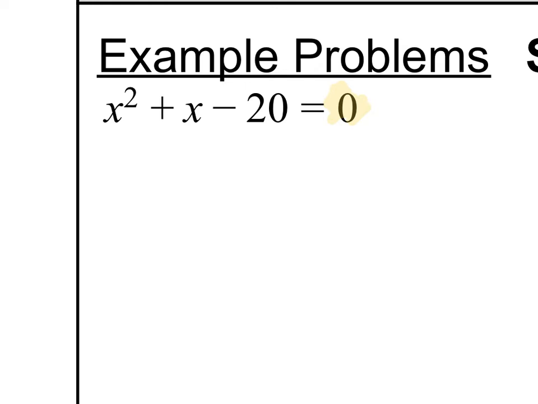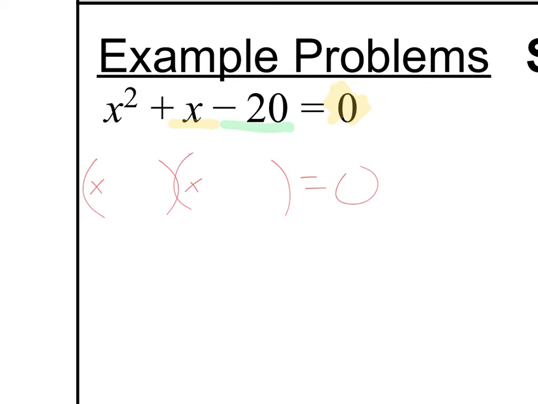X squared plus x minus 20 equals 0. So I want to factor out this x squared plus x minus 20. It starts off with a plain old x squared, no coefficients on that, so I don't need to worry about coefficients on my x's here. So just plain old x, plain old x. And now I'm looking for two numbers that would multiply to be 20, yet add up to a positive 1. Now this is a negative 20, so I'm going to have one positive and one negative value.